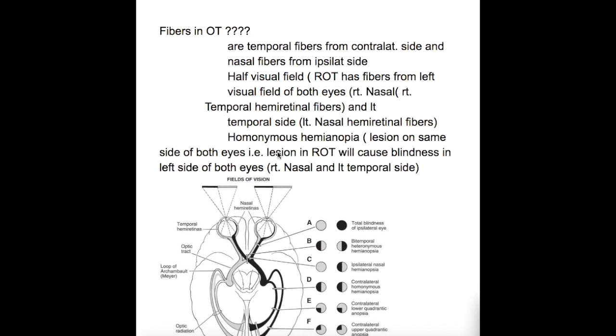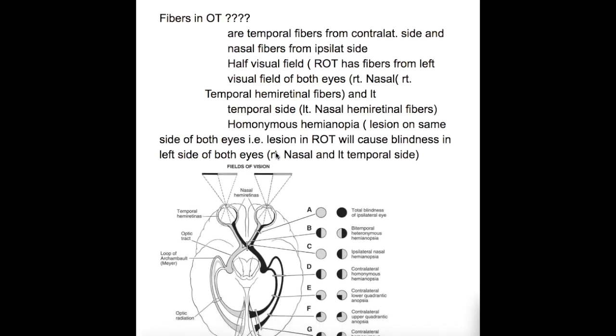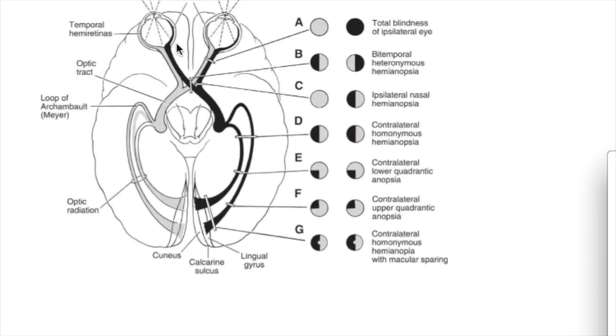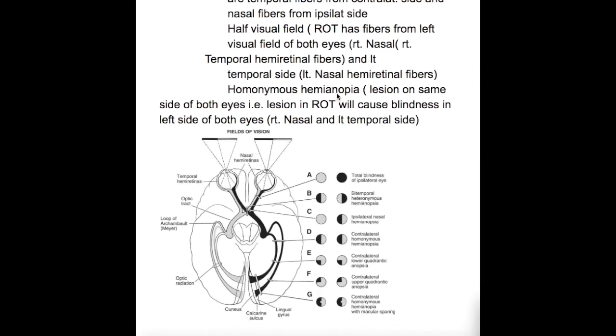How about the lesion in the optic tract? The optic tract has temporal fibers from the contralateral side and nasal fibers from the ipsilateral side. So it has half the visual field of both eyes. In the case of a right optic tract, it has the fibers from the left visual fields of both eyes. That is, the right temporal hemiretinal fibers, which represent the left nasal visual field, and the left nasal hemiretinal fibers, which represent the left temporal visual field. That leads to homonymous hemianopia, with the lesion on the same side of the eyes. That is, a lesion in the right optic tract will cause blindness in the left side of both eyes.